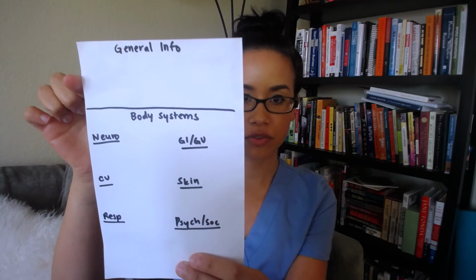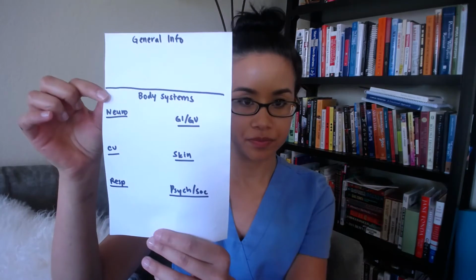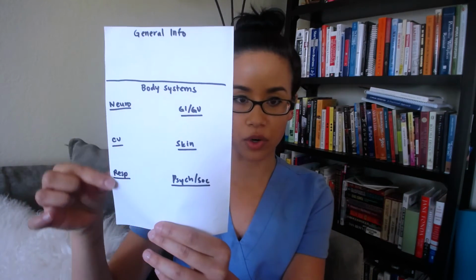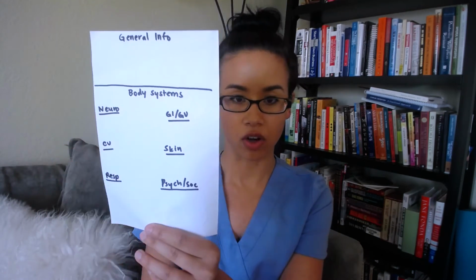So starting with general information, that would include information like the patient's name, their date of birth, their weight, their admitting diagnosis, their pertinent health history, and the plan of care. It would also include if they're on any sort of isolation precautions and what team they're on. And following general information, you go into body systems. And starting with neuro, working your way down, you'll cover all of these sections.